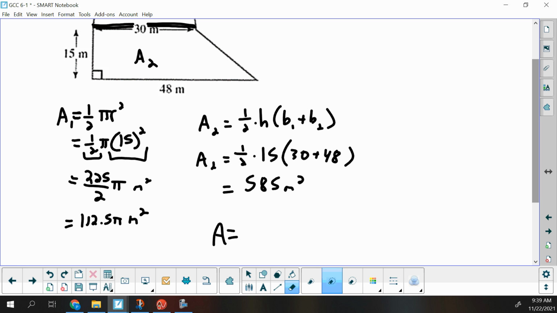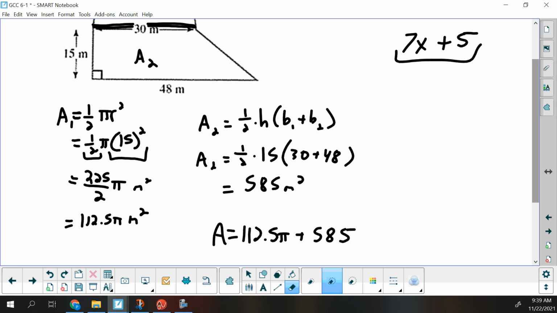So to find the total area, we'll add them together. So again, we could have used either of those last two lines over there. I'm going to use the 112.5 pi plus 585. Now, these are unlike terms. It's kind of like if you have 7x plus 5, you can't combine those. It would just stay as this, two separate terms. Well, the 112.5 has a pi, the 585 does not. So you cannot combine those. This is our final answer in terms of pi. So all we would need to add on the end is our units, which is meters squared.